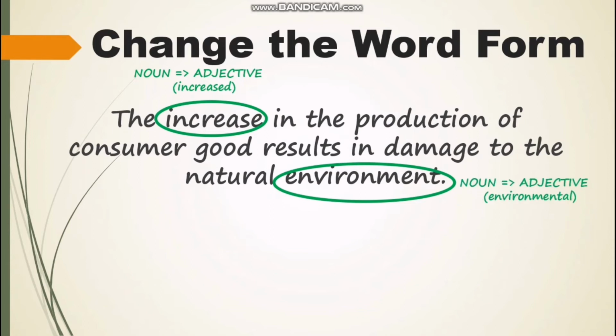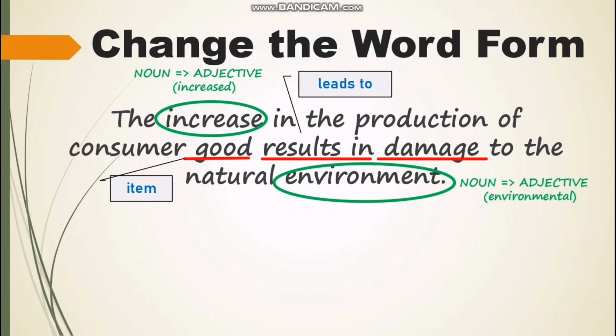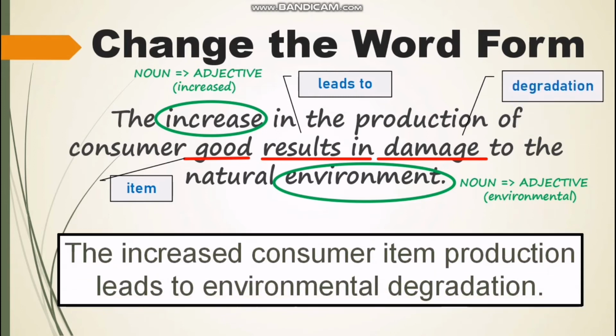We now apply the first method also for these words. Goods, results in, and damage. Goods becomes item, results in becomes leads to, and damage becomes degradation. Now, our paraphrased task would be, the increased consumer item production leads to environmental degradation. Notice that we don't include some words here. It is because we don't need them anymore.